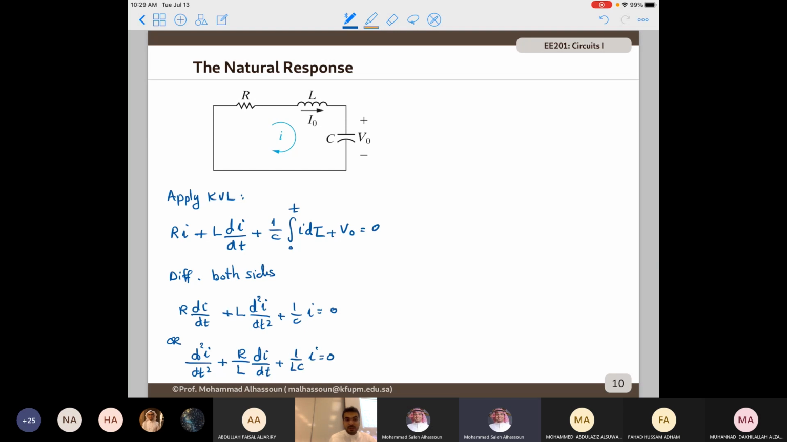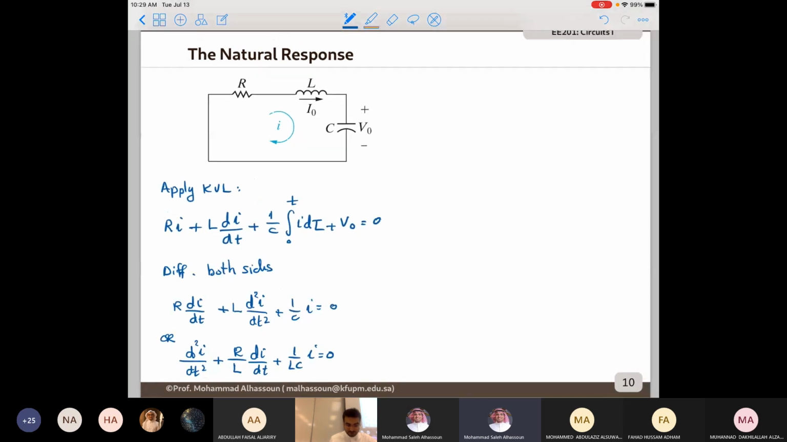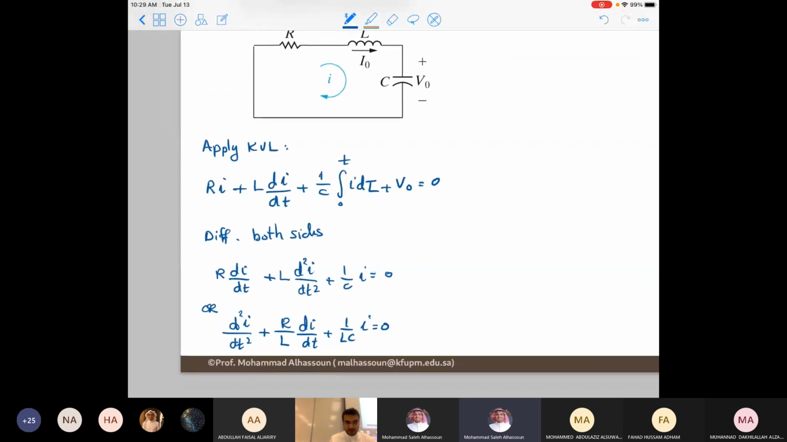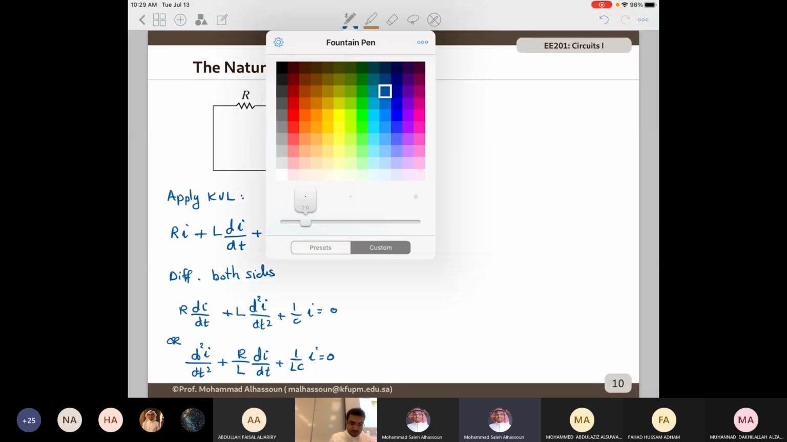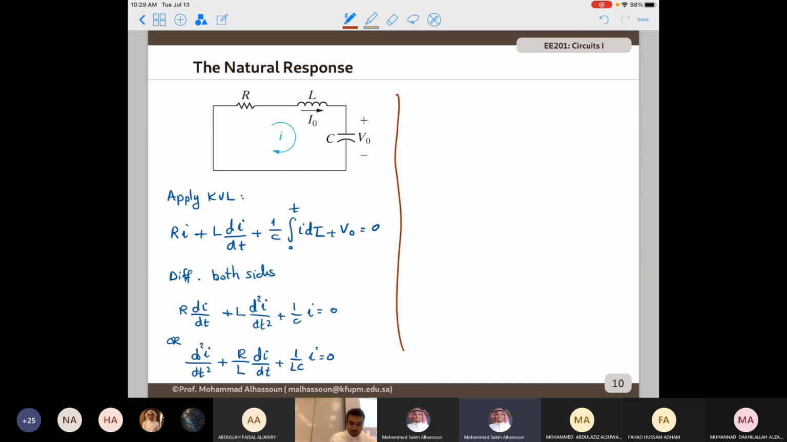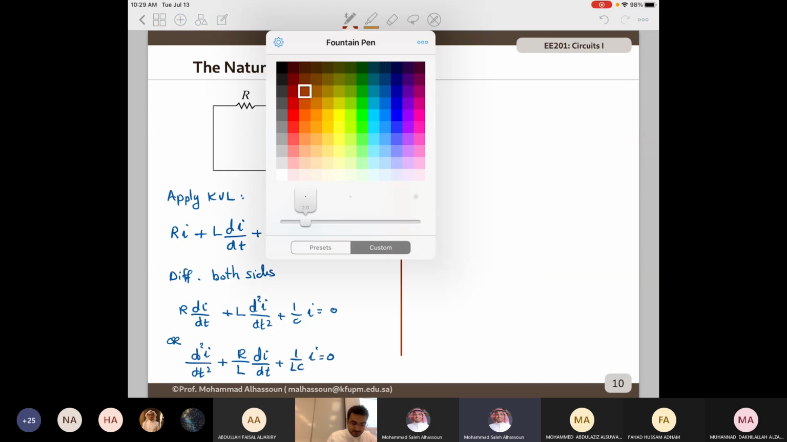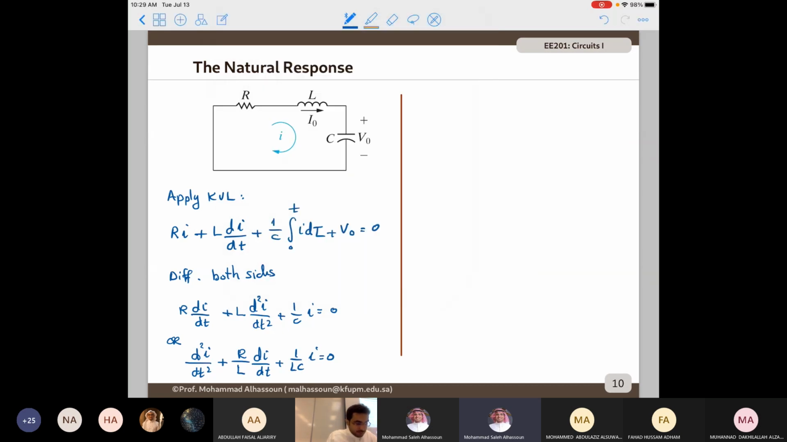This is a differential equation that we actually need to solve. And if you recall, when we talked about the parallel RLC circuit, we had the following differential equation. The differential equation was something like this.